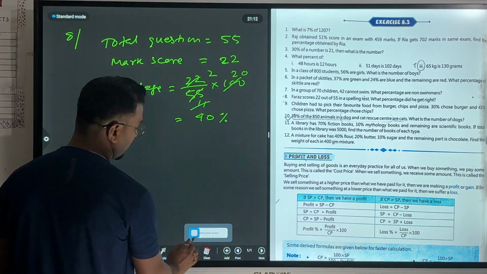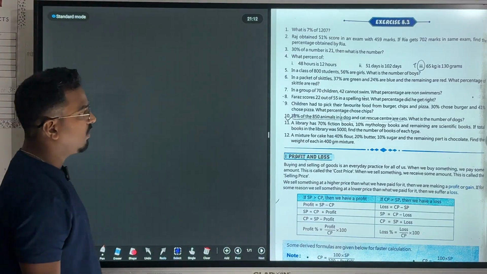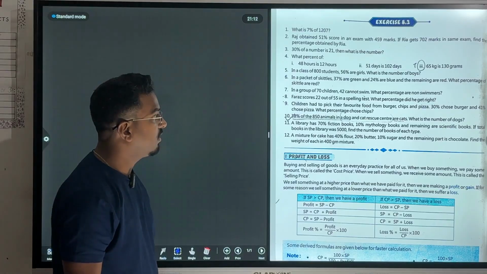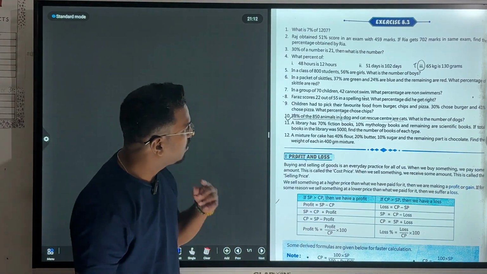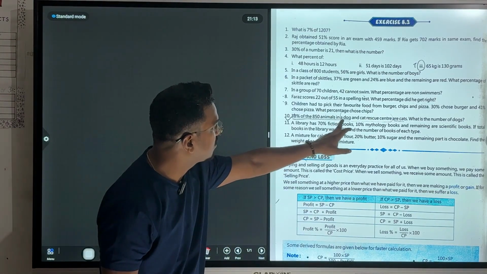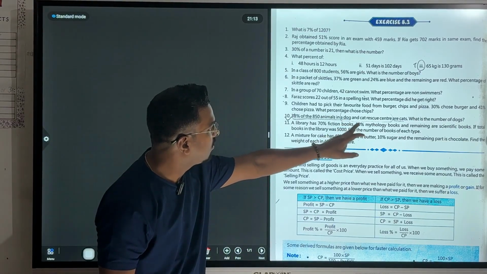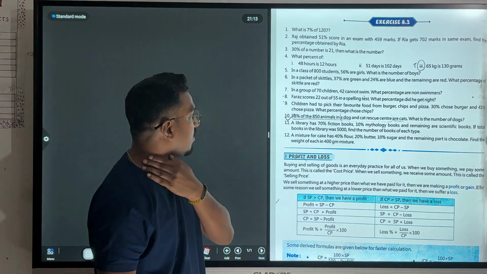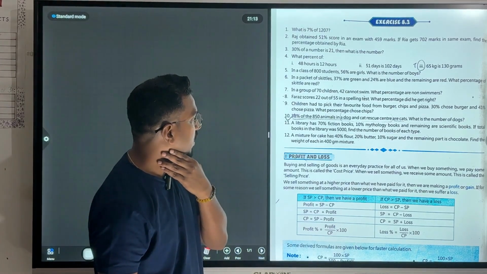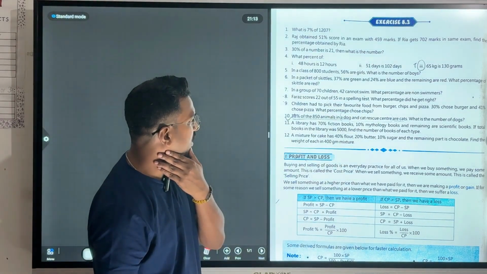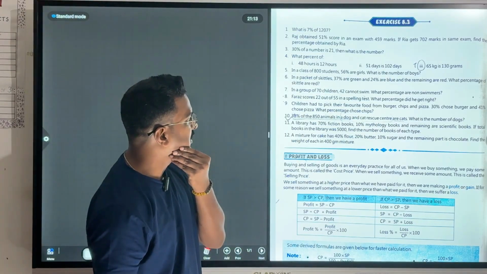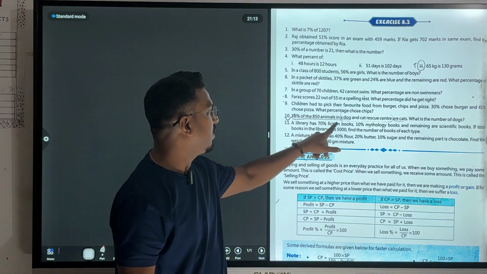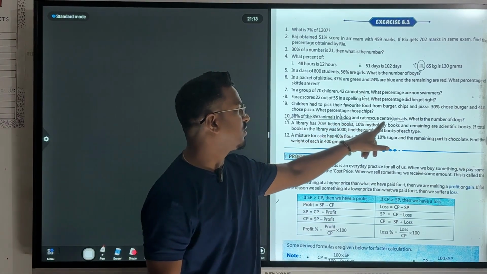Question number 10. The question has a little bit of a mistake, I think. 38% of the 850 animals in a dog and cat rescue center are cats. What is the number of dogs?